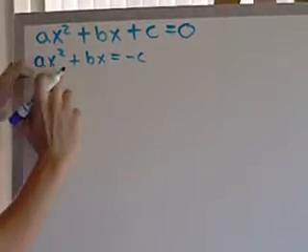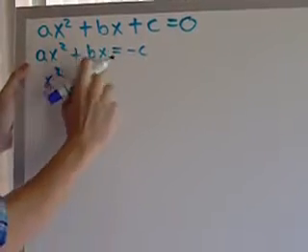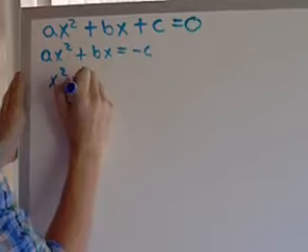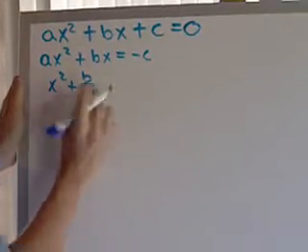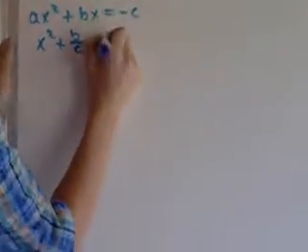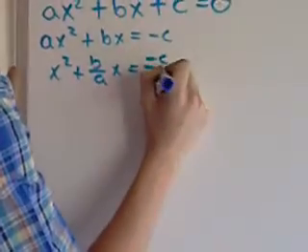So ax squared divided by a is just x squared. bx divided by a is b divided by a times x. And on the other side you have minus c divided by a.